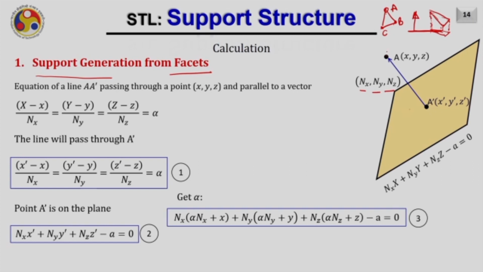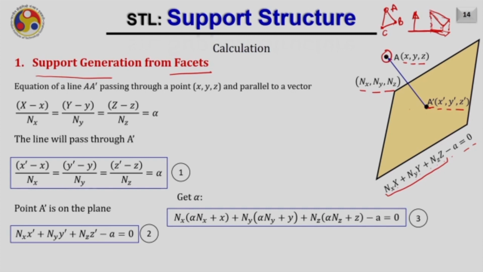Now let us consider that first our point is A, it has coordinates x, y and z, and this point is going to be projected on this plane which is perpendicular to our build direction, and the projected point is A dash. Its coordinates are now x dash, y dash and z dash. The equation of this plane can be given like this: nx x plus ny y plus nz z minus a equals to 0. Now let us try to find out the value of x dash, y dash and z dash.